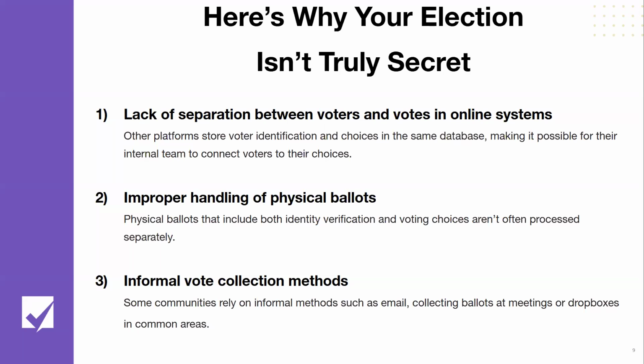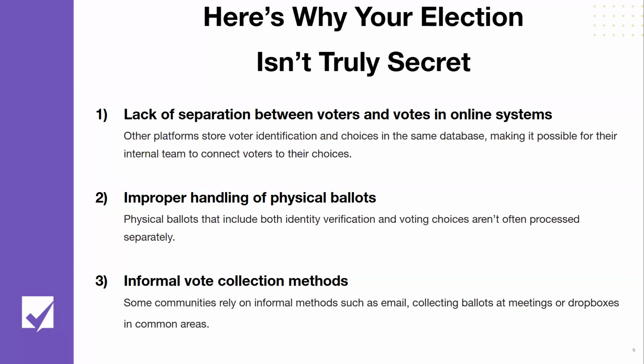Physical ballots that include both identity verification, like unit numbers or signatures on the envelopes, and voting choices aren't often processed individually. So when the same individuals handle both components without any process in place, they can easily connect voters to their choices during counting.